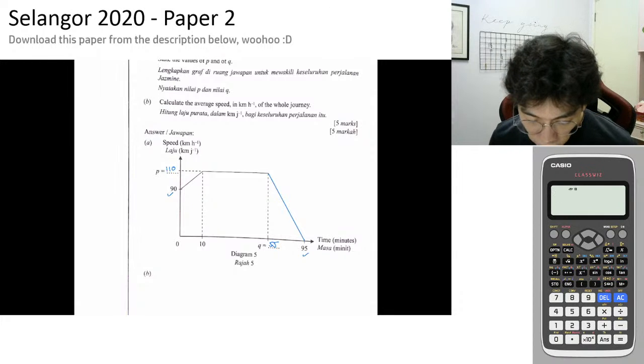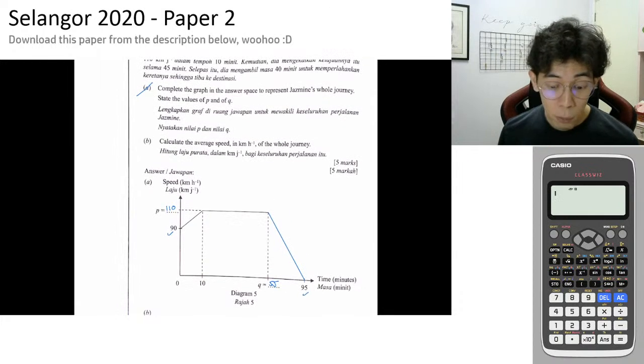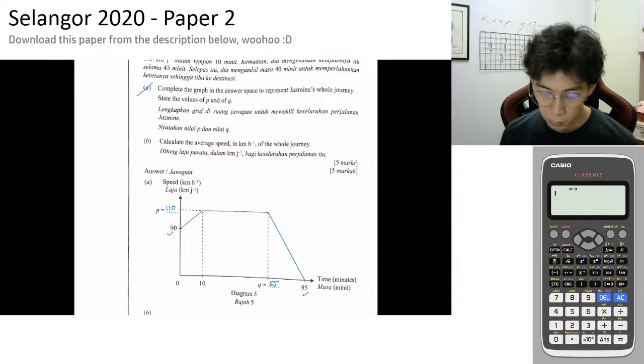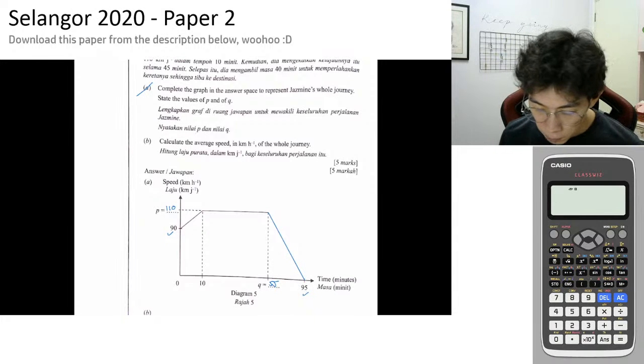Okay, so after this, A is done already because they say represents the P and Q already. So done. Okay, drawing done. Value of P and Q done.